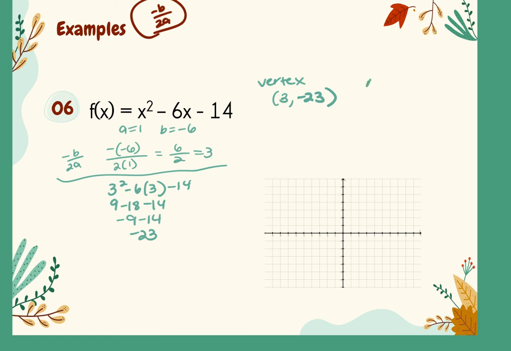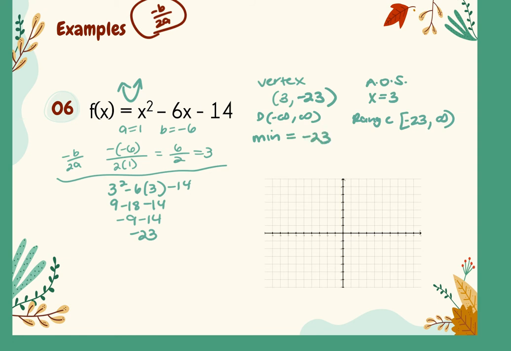Now what's my axis of symmetry? X equals 3. Good. We said domain, right? Domain is -infinity to +infinity. I know this opens upward, so what's the range? -23 to infinity. Is there a max or a min? A min, and what's the min? -23. Good. You know all that stuff before you even graph it.